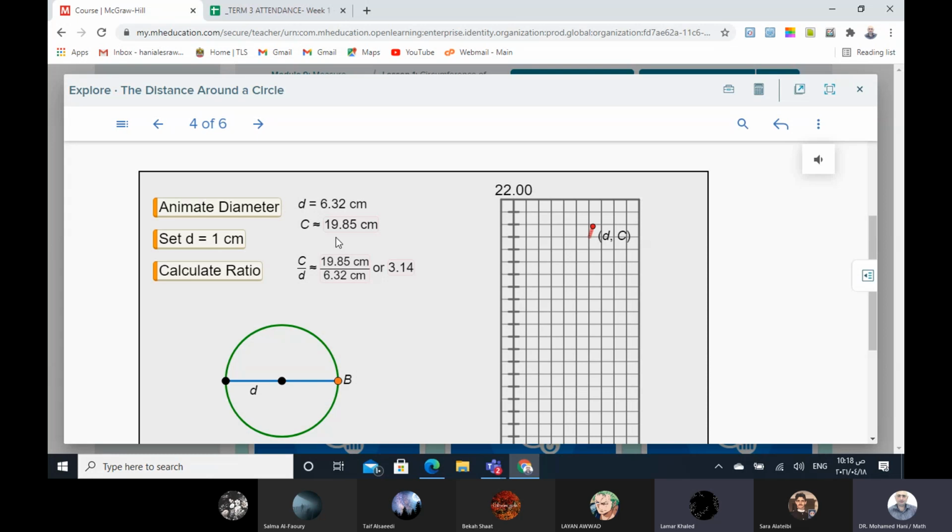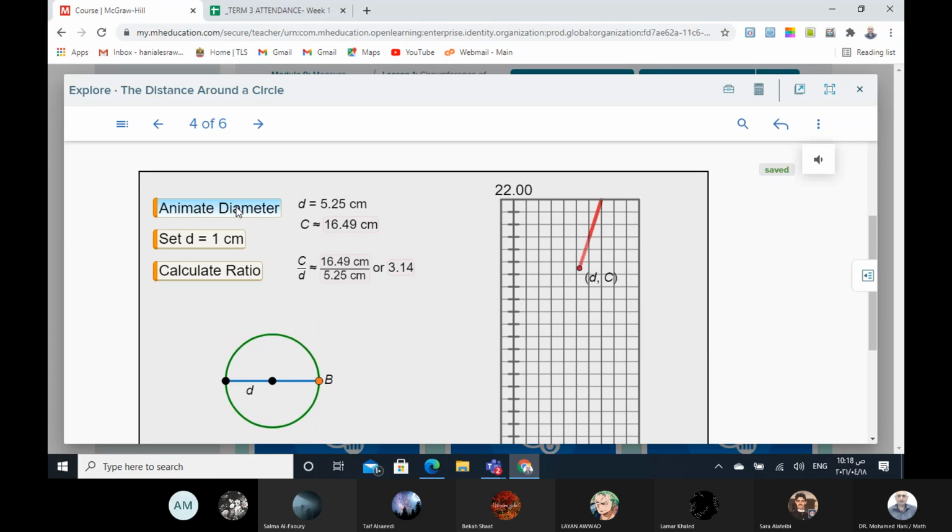Sir, it will be near to 3.14. See? When we change the diameter and the circumference, the ratio will be fixed, above 3.14.